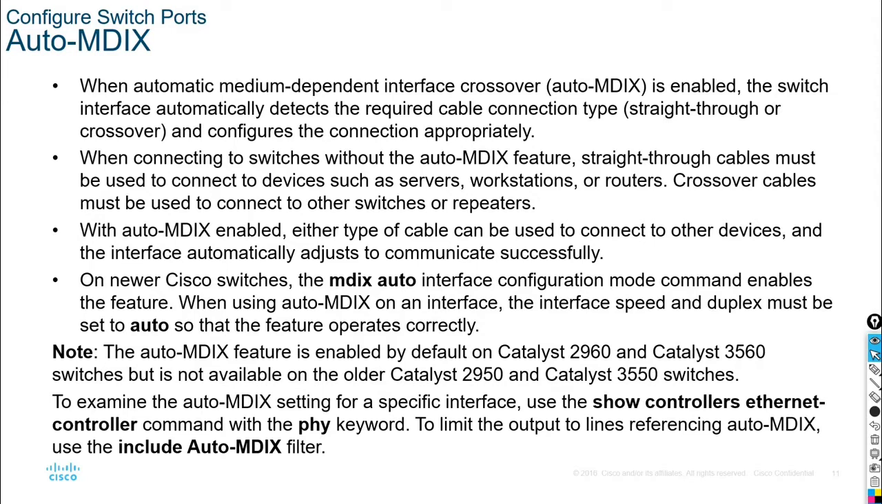On newer Cisco switches, the mdix auto interface configuration mode command enables the feature. When using Auto-MDIX on an interface, speed and duplex must be set to auto so that the feature operates correctly.